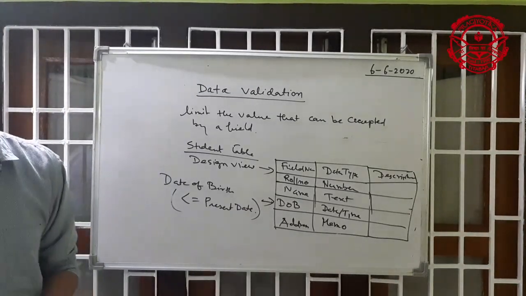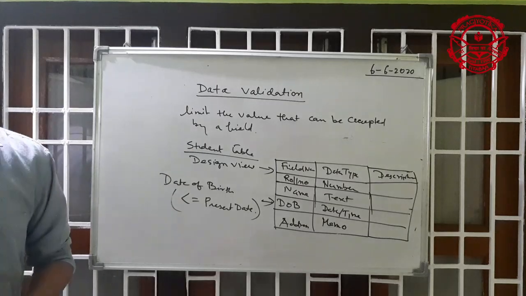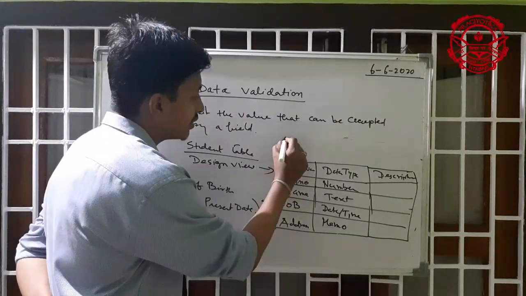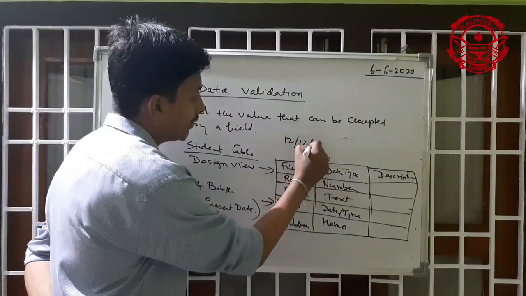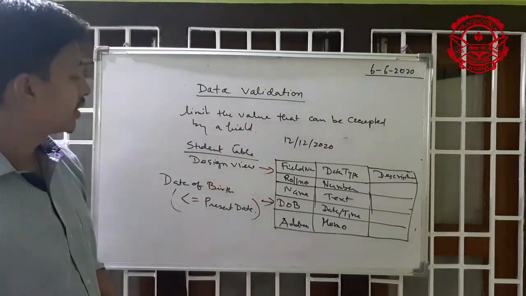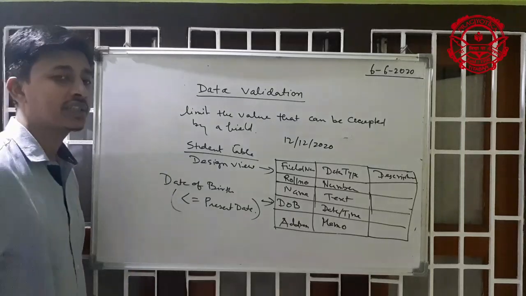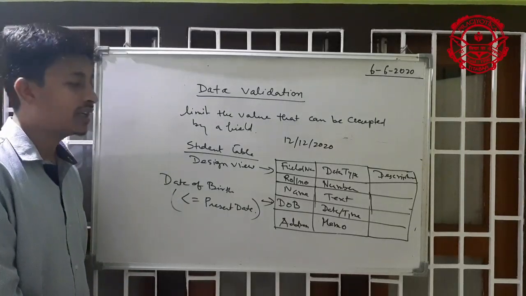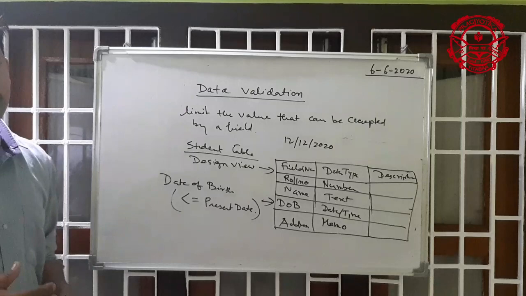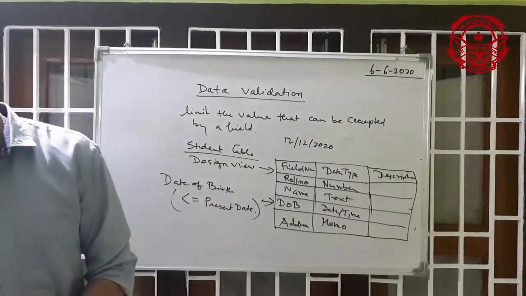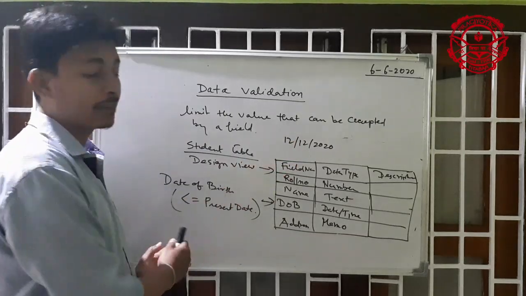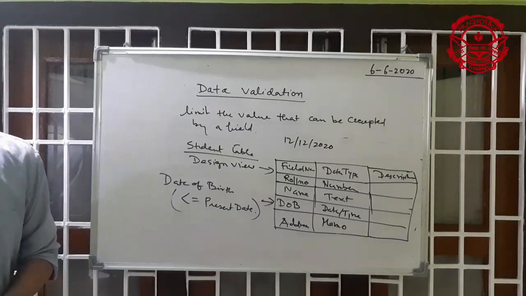Okay? So means what? If the incoming data doesn't meet the requirements, for example if the date is say like 12/2020, it is not equal to the present date or less than the present date. Okay? So if the incoming data does not meet your requirements, then what happens? It rejects.